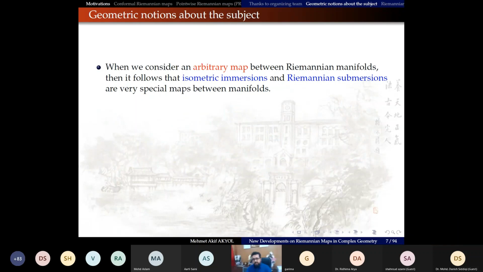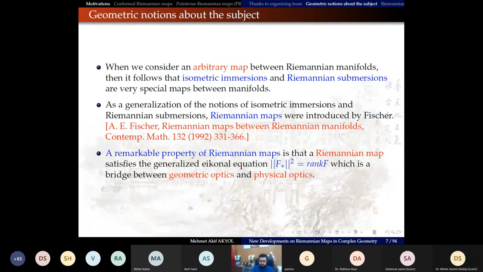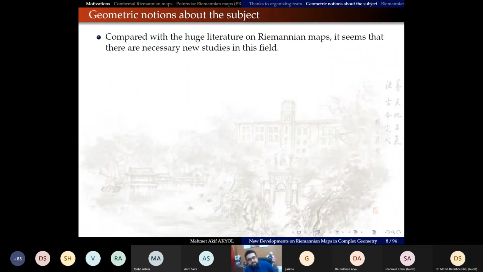When we consider an arbitrary map between Riemannian manifolds, isometric immersions and Riemannian submersions are very special maps between manifolds. As a generalization of these notions, Riemannian maps between Riemannian manifolds were introduced by Fischer in 1992. This notion is important for geometric optics and physical optics. This topic is related to physics because of the generalized eikonal equation. When we compare the huge Riemannian submersion theory, it seems that there are necessary new studies in this field.